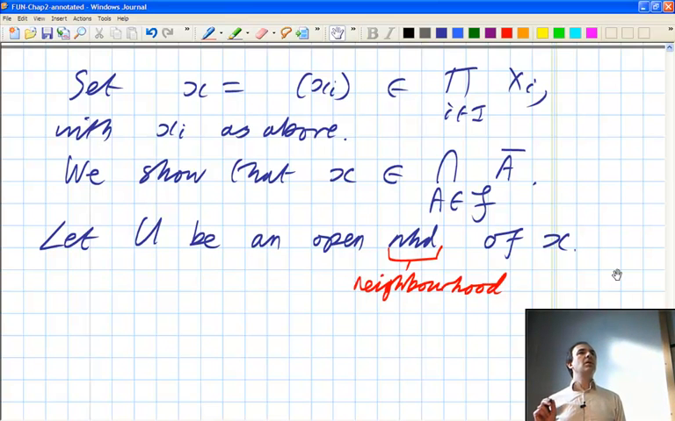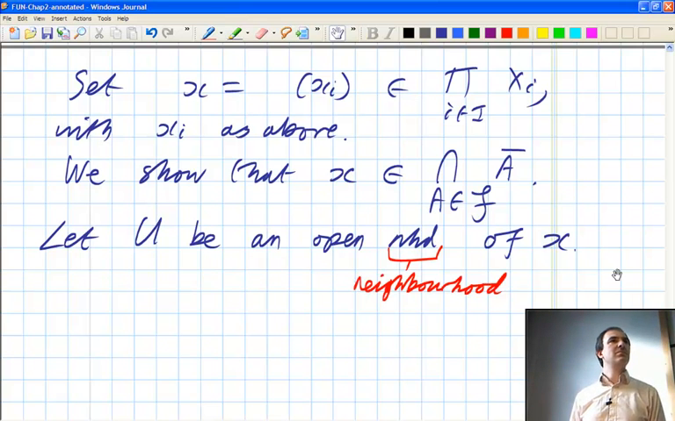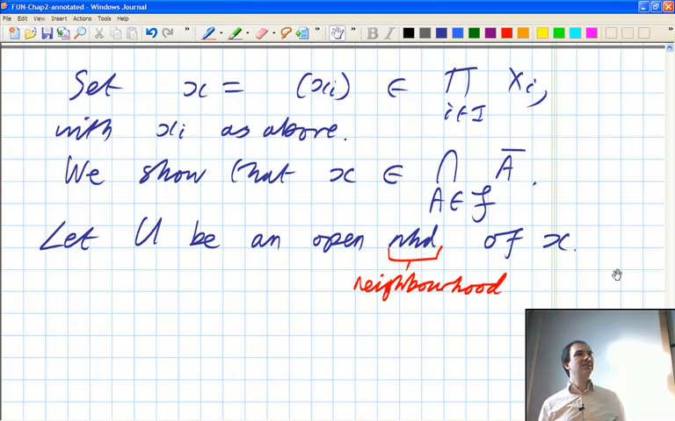But what's a base for the product topology? What's the standard base for the product topology? What did we call our basic open sets? A finite number of open neighbourhoods out of some of the Xi's, and the rest of them have to be the whole of the X. That's right.